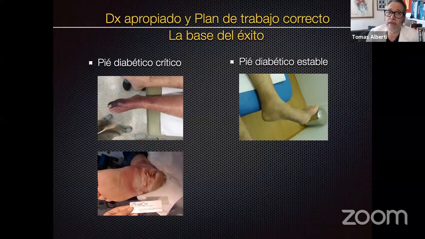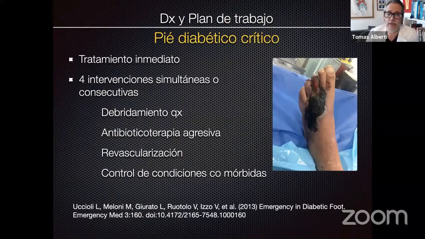Entonces, en un pie diabético crítico, ¿qué tenemos que hacer? El tratamiento tiene que ser inmediato, con 4 intervenciones simultáneas o consecutivas: debridamiento quirúrgico, antibioterapia agresiva, revascularización y control de condiciones comórbidas.